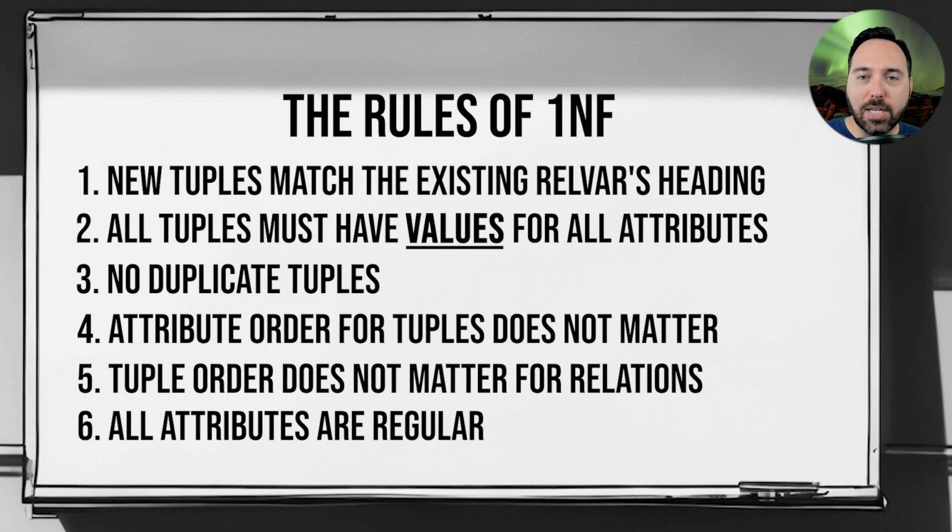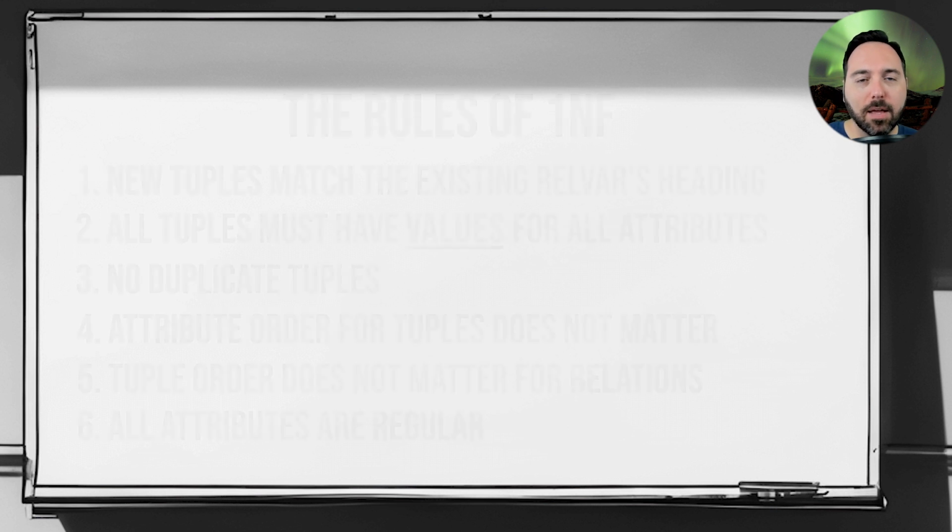Our final rule for first normal form is that all attributes in a heading are regular. That is, each attribute has a name, has a data type, is not hidden from users, that kind of thing. Now, some relational database management systems, like Oracle, will fail this rule immediately, as each table has at least one hidden column. Others, like SQL Server, will only fail if you use certain functionality, such as graph tables, or if you create a custom table with hidden columns.